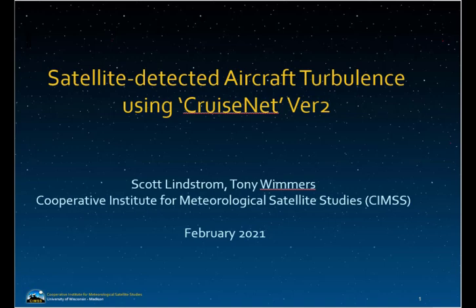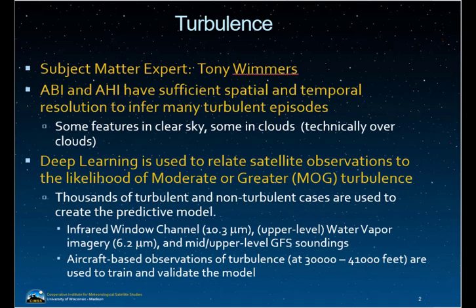This training will introduce you to an observational tool that can be used to discern where aircraft turbulence is likely. I'm Scott Lindstrom from CIMSS. This machine learning product has been developed under the guidance of Tony Wimmers, using both ABI and AHI satellite data. Those instruments have sufficient horizontal resolution to resolve features that can be used to infer turbulence.